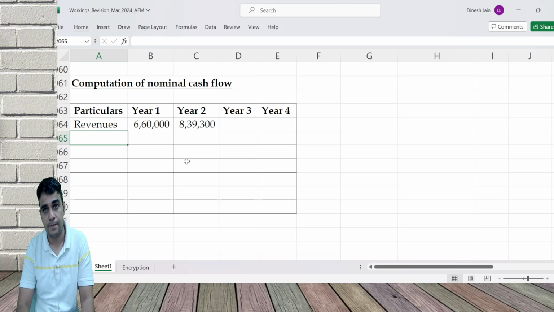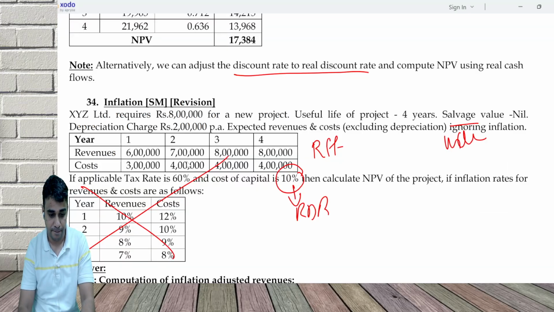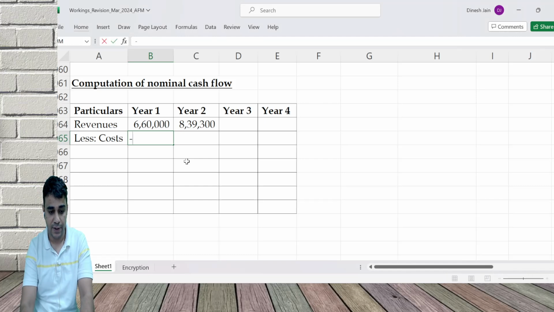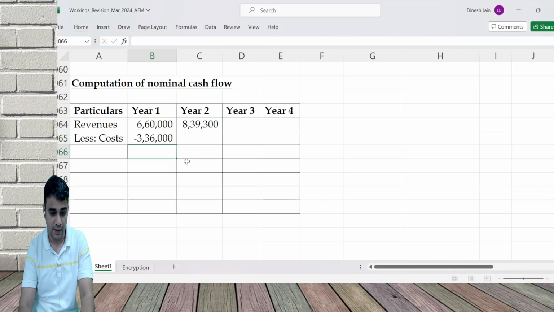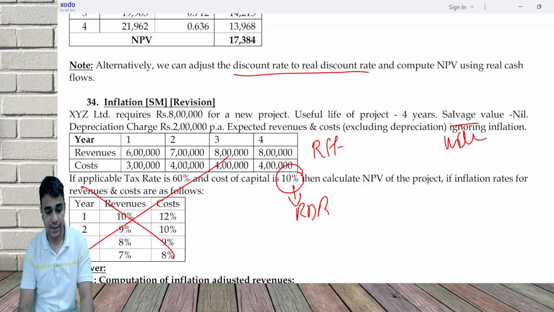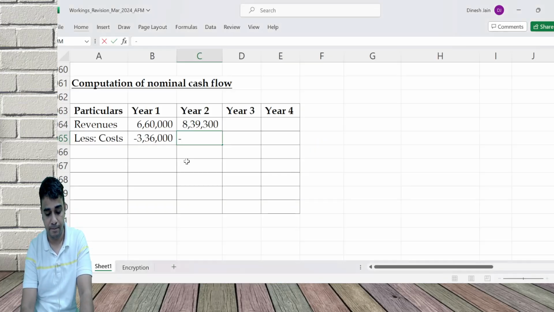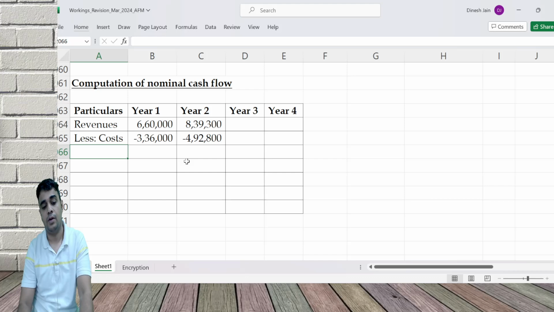Any doubts on this? For the third year, you'll have to first add first year inflation, then add second year inflation, then add the third year inflation. Less: what is the cost given for the first year? 3 lakh. What is the inflation? 336. Second year, 4 lakh plus 12 plus 10, 492,800. Giving effect to first year inflation, second year inflation.